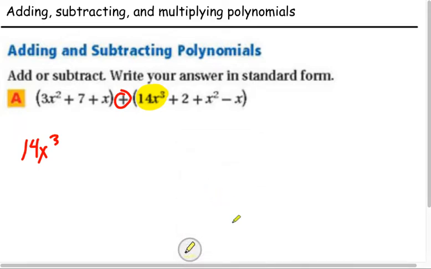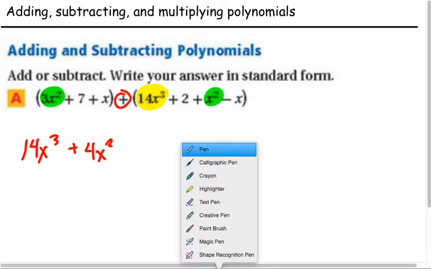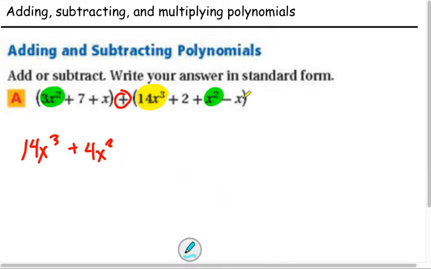Okay, so the next I'm going to look for x to the second power. So this is x to the second power, and this is x to the second power. And I'm just going to combine those. So 3 plus 1 is going to be 4x to the second power, or 4x squared. Okay, so the next thing I'm going to look for is x to the first power. So I have this as x to the first power, and I have x to the first power right here. Okay, so plus x and a negative x, that's going to give me 0x, so I don't have to write that. I'll write it for now, but later on when I write in standard form, I'm going to dismiss it.